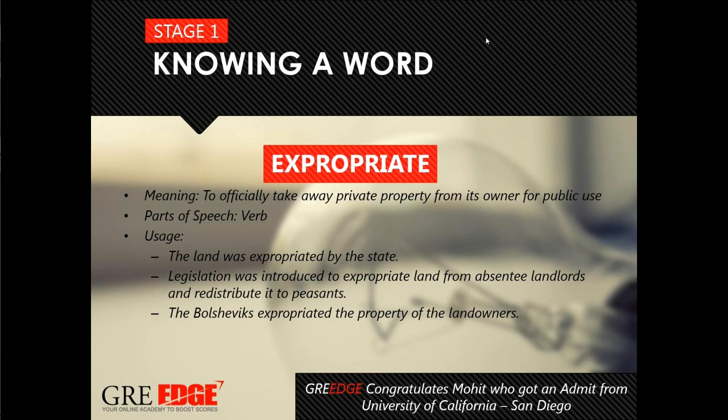Now look at the usage. The land was expropriated by the state. That's one usage. Legislation was introduced to expropriate land from the absentee landlords and redistribute it to peasants. The Bolsheviks expropriated the property of the landowners. That's another usage. Just in case you are confused, Bolsheviks are Russian communists. Don't worry about that. So those are the three stages.